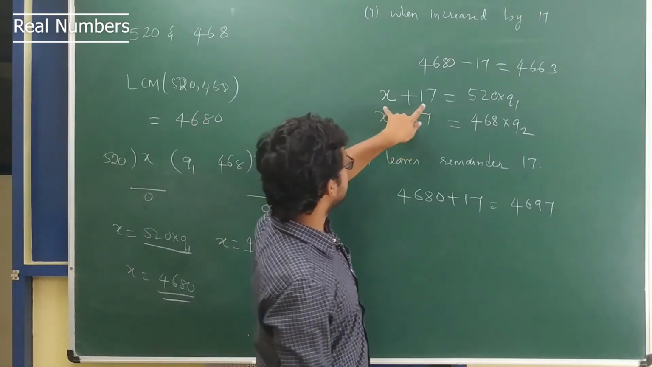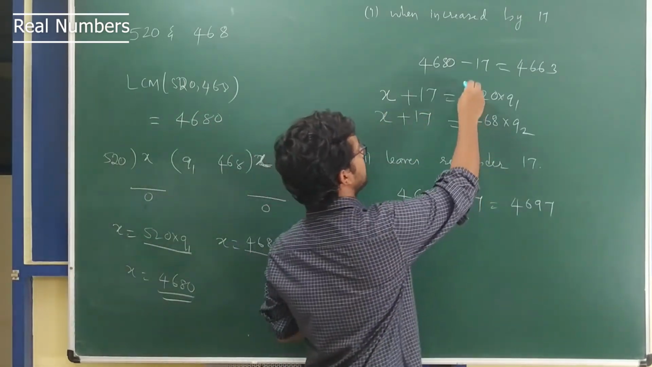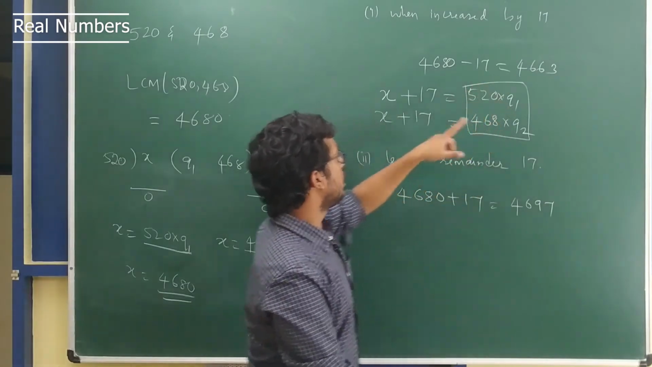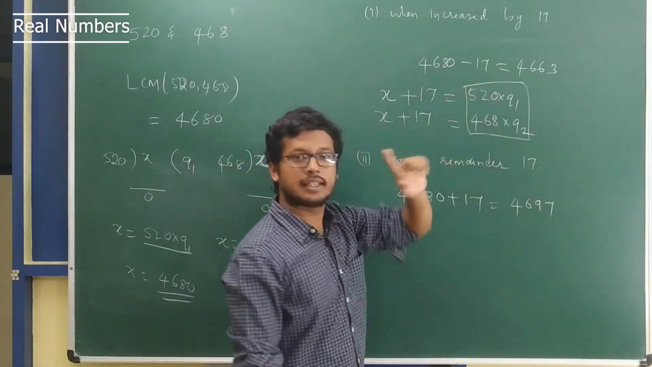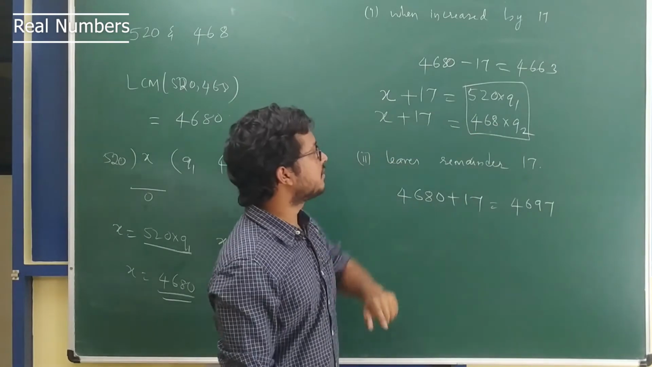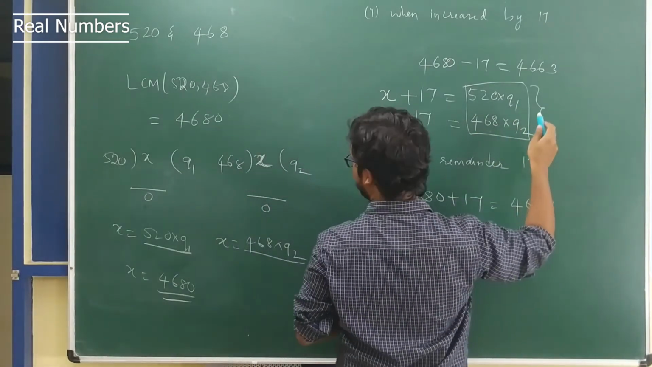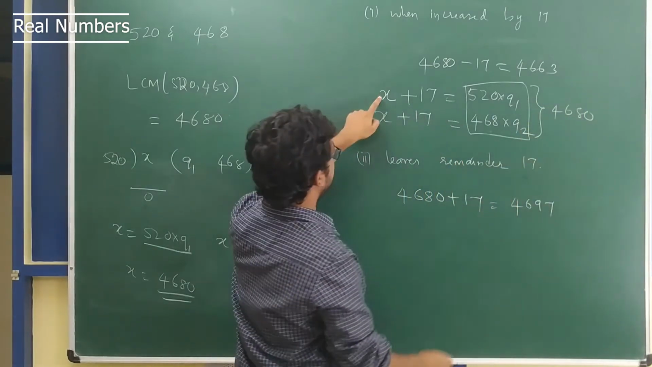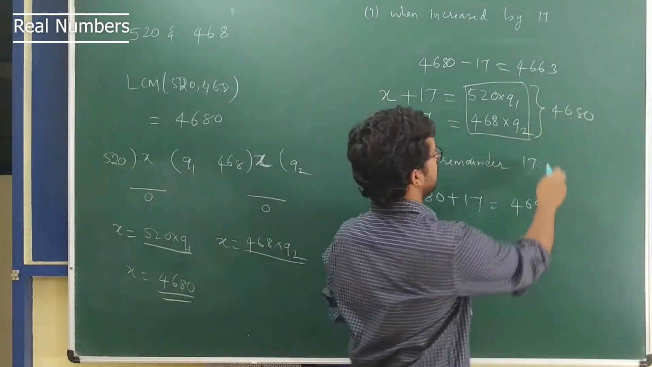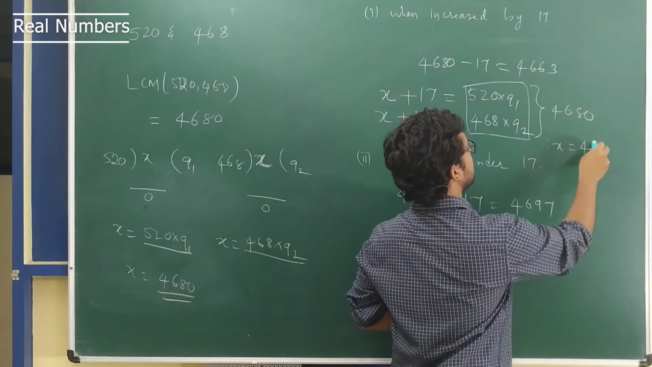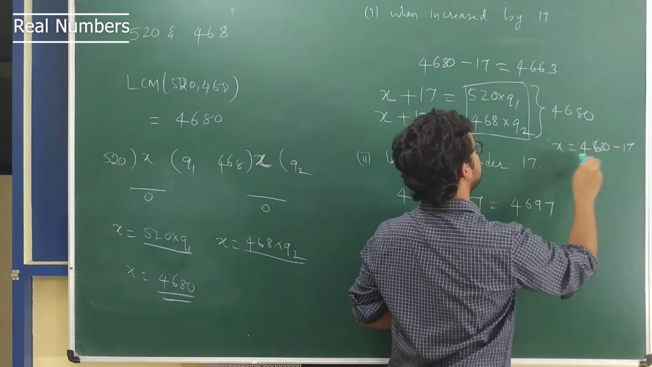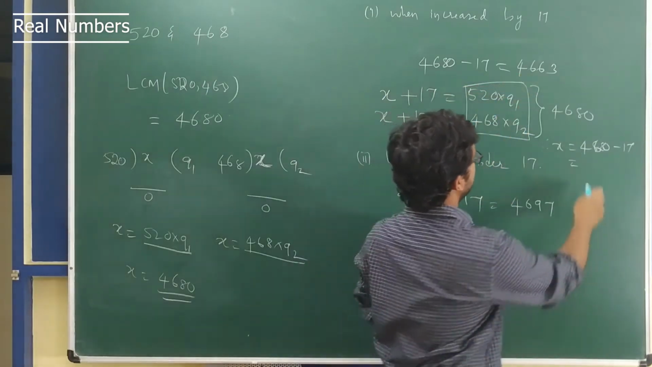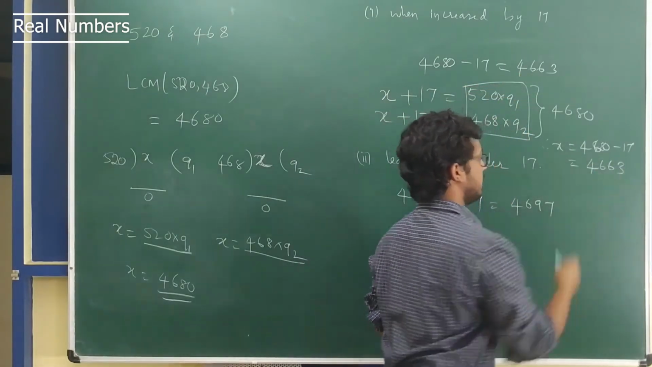So when will this be? See, this is also x plus 17, and this is also x plus 17. When will these be equal? They will be equal only when the number here is the LCM of 520 and 468. So this number will be 4680, or in other terms, x plus 17 is 4680. Therefore, x will be 4680 minus 17. That is what we did logically earlier. So 4680 minus 17 will be 4663.